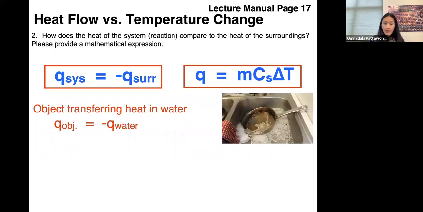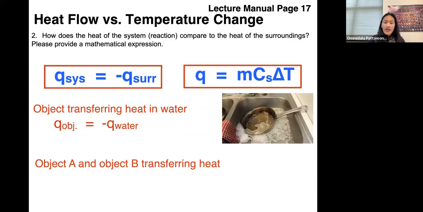Okay, for example, if you have a very hot pan from cooking, right? If you put that into a sink that contains water, how would the temperature of the pan affect the temperature of the water, right? What would be the final temperature and things like that? We're going to take a look at that, right?